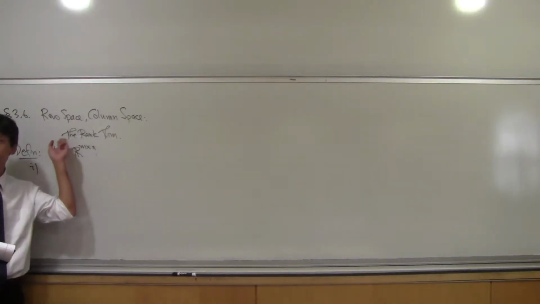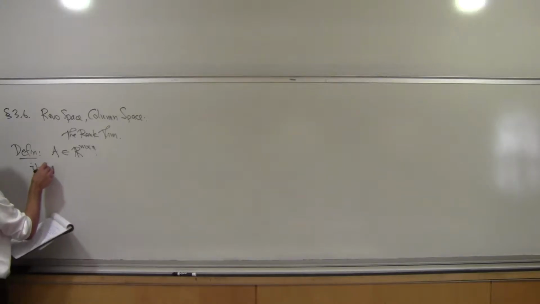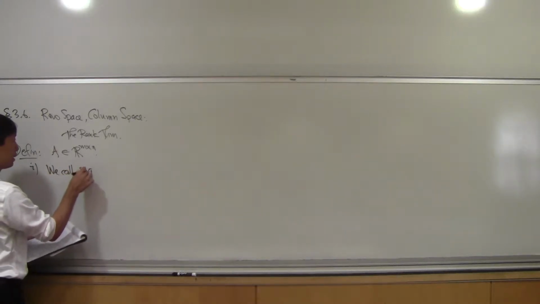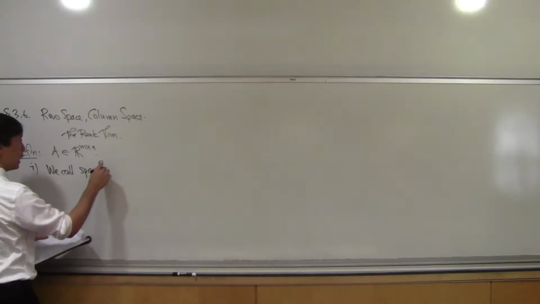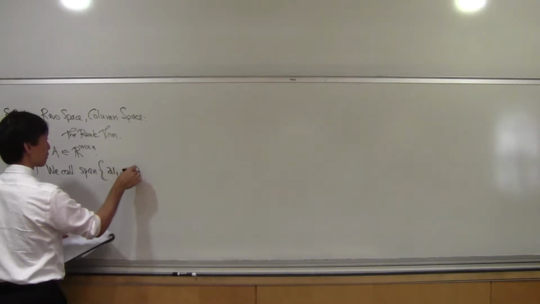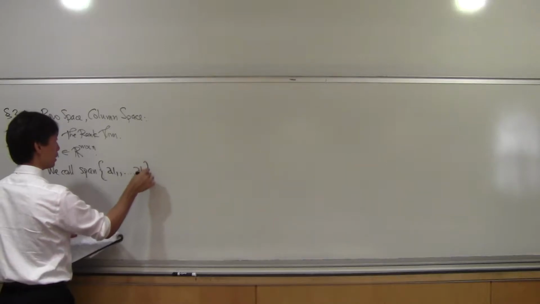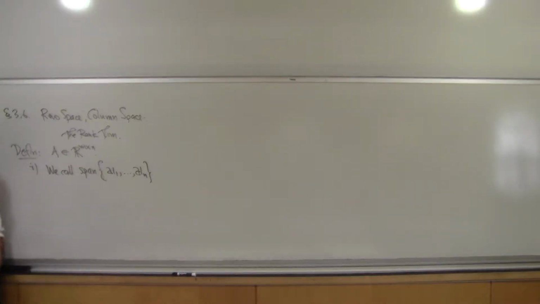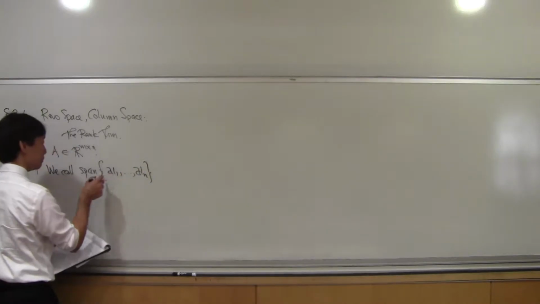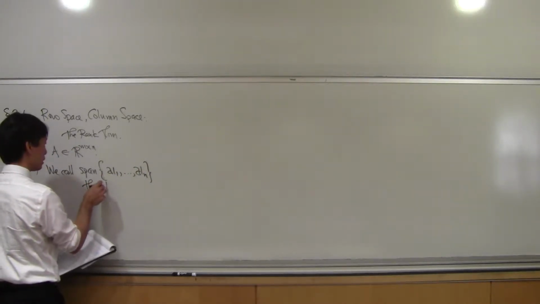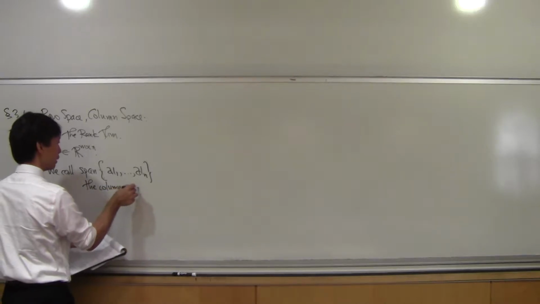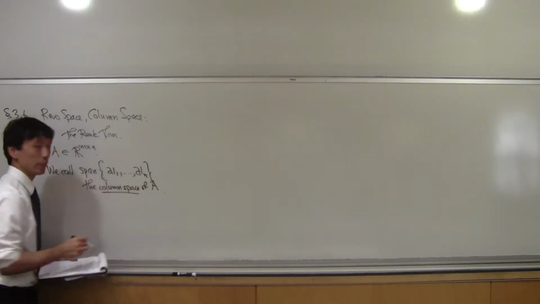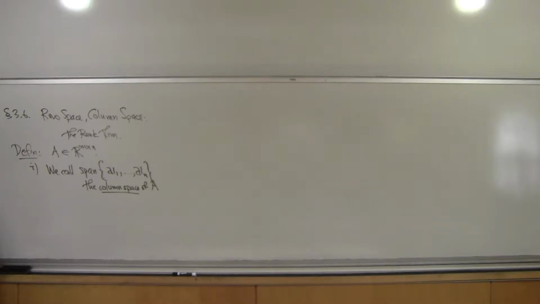So these things called row space and column space. You start off with a matrix, and you look at the span of the columns. Right, there are n columns. You take your matrix, you take the columns, and look at the span. That gives you a subspace, and we call that subspace the column space of A. Okay, so the subspace that you get by taking the span of the columns is called the column space of A.